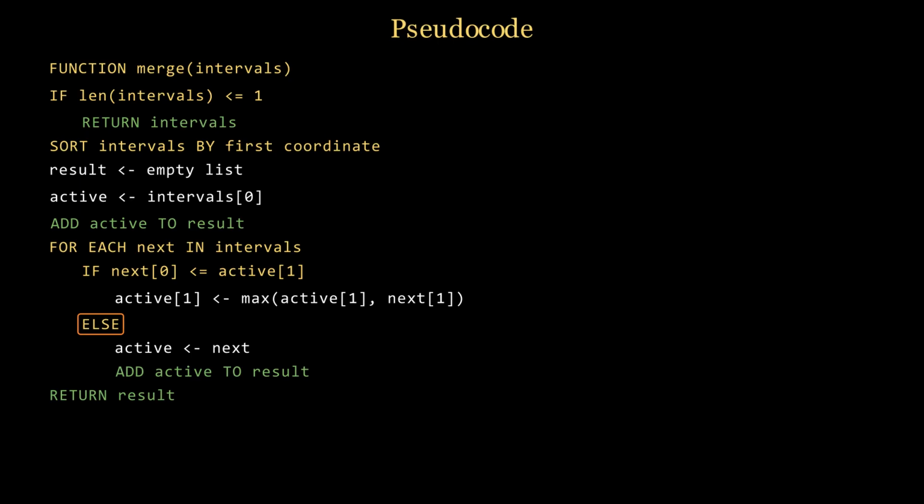Otherwise, next start is strictly after the active end. Use this interval as the new active. Append the new active to result. Return the merged list.